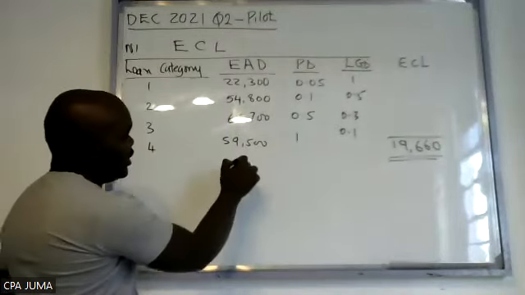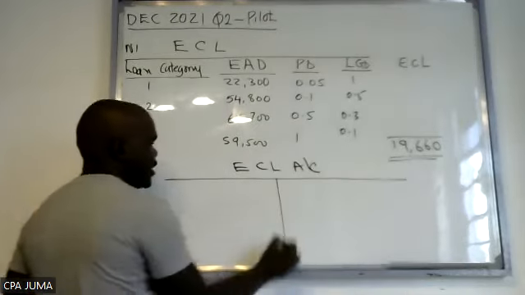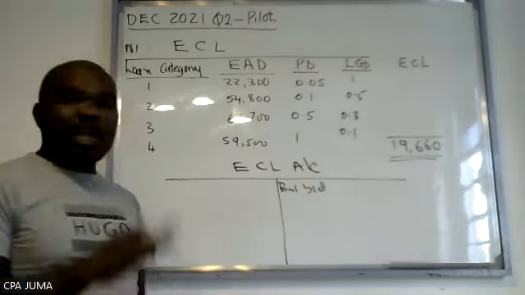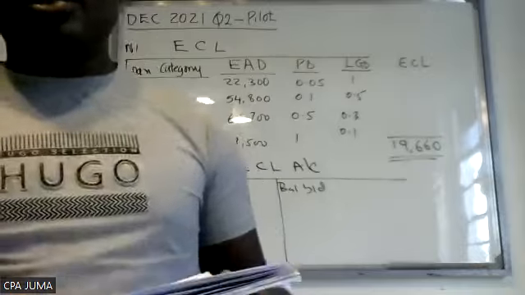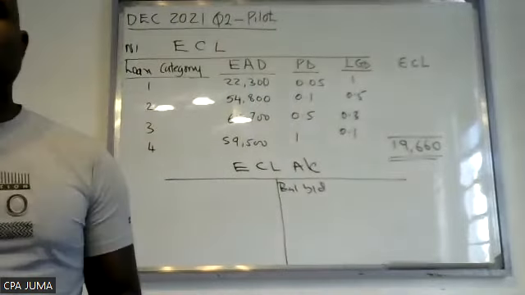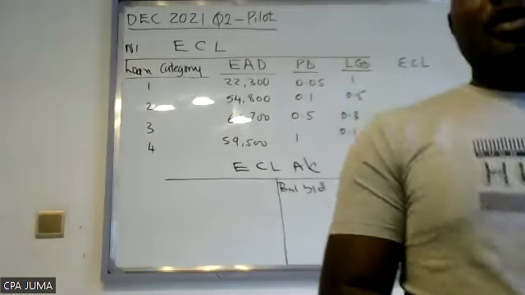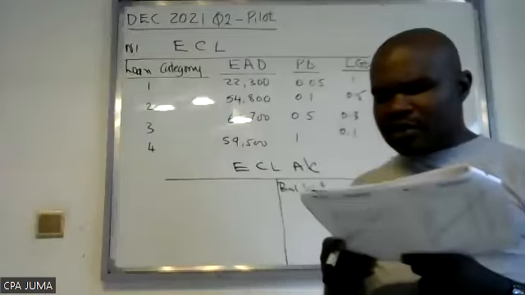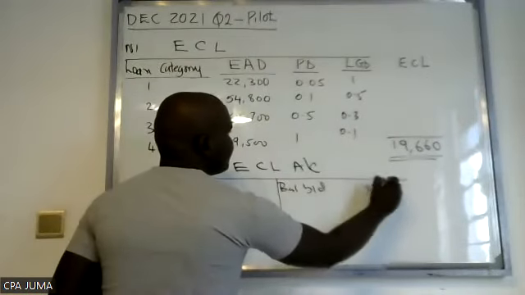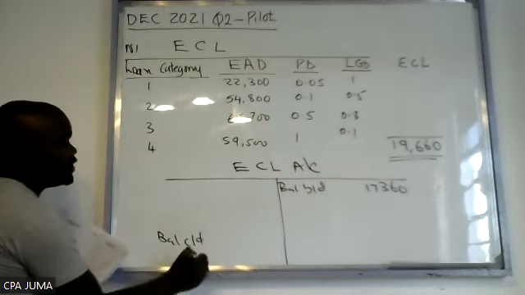So by extension down there, you write for me ECL account. Balance brought down. Can you check in the schedule? How much was the opening balance? Someone? Also look, so that you don't tell me, I am looking as I write. How much was the opening? Yes, it is 17,360.